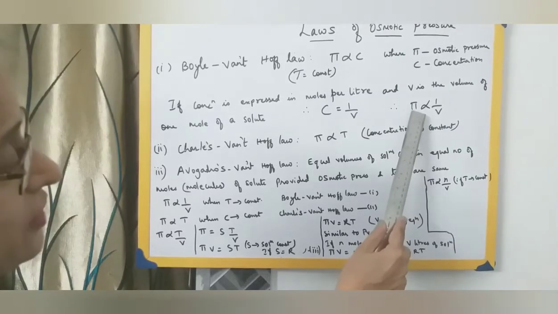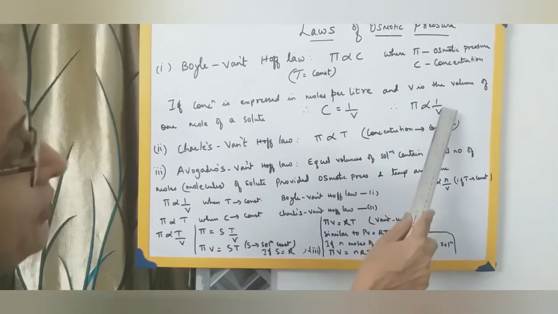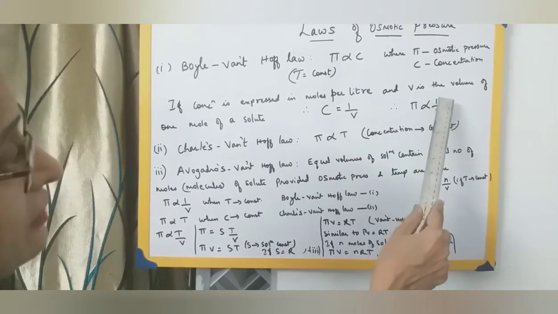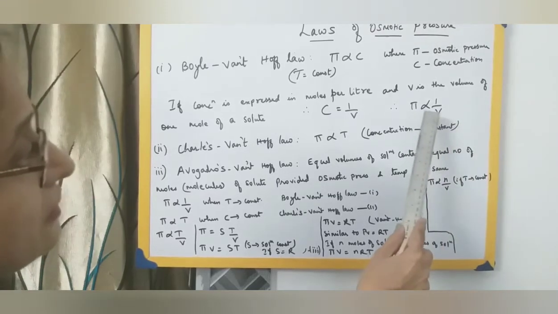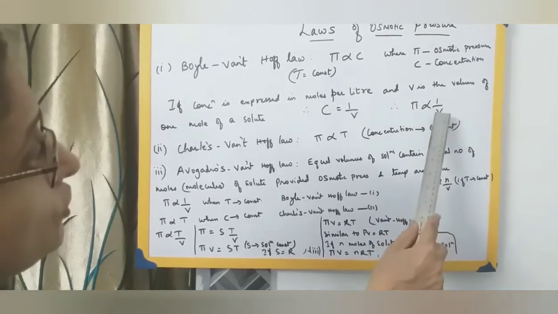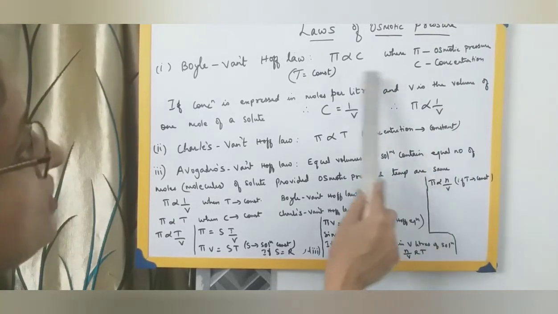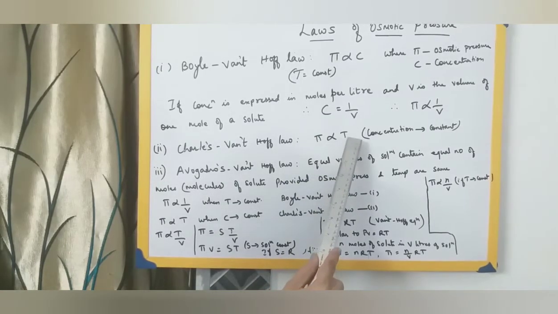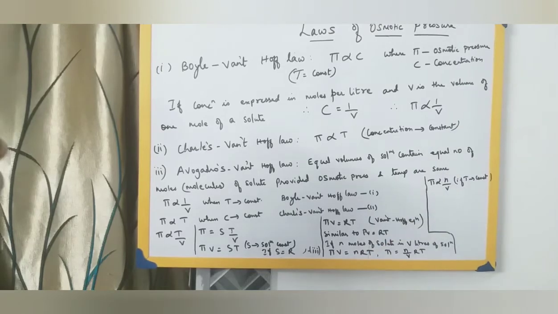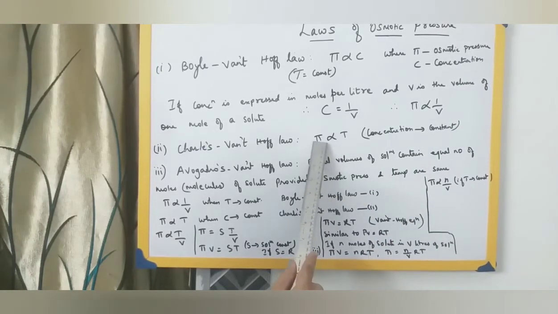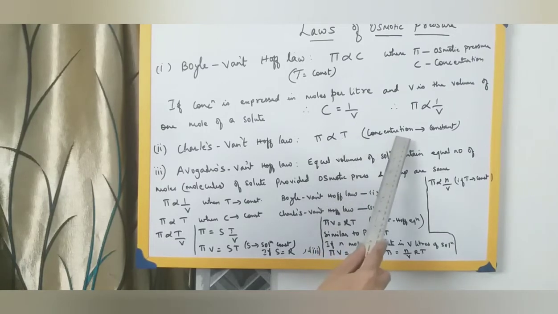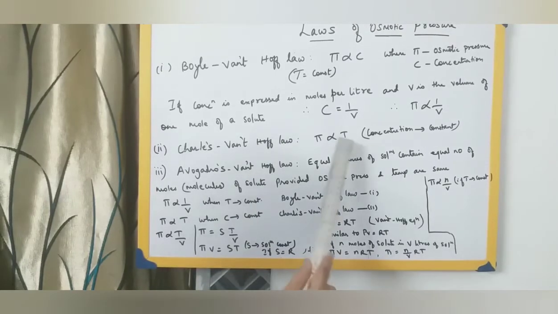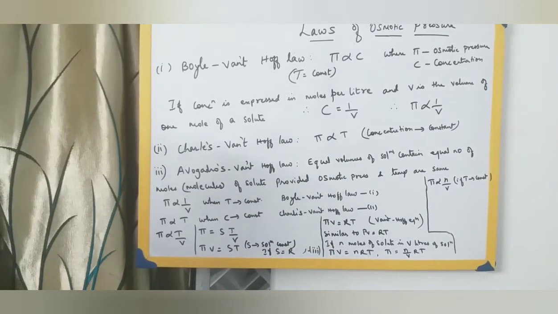Now is this relationship, pi is proportional to 1 by V, not the same as Boyle's gas law? Obviously it's the same as Boyle's gas law, that is the pressure is inversely proportional to volume at a constant temperature. Next law: osmotic pressure is directly proportional to temperature when concentration is kept constant. So the osmotic pressure of a dilute solution is directly proportional to temperature when concentration is constant. We call this law the Charles-Van 't Hoff law. Now this law is similar to the Charles gas law.